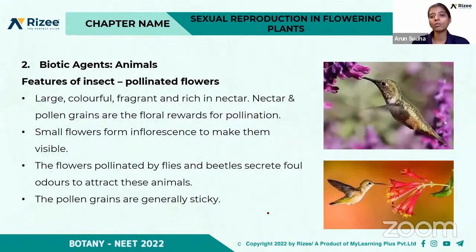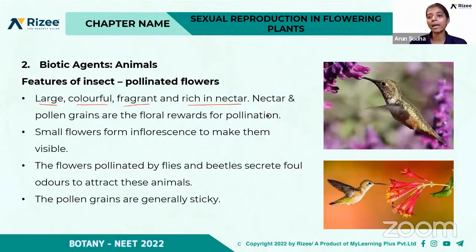So what are the features of the insect pollinated flowers? They are large, colorful, fragrant, and rich in nectar. So all these features are there in insect pollinated plants. Why? If they are large, they can attract the insects, and it should be colorful to attract the insects and other animals even, and fragrant, so it should have a good smell, and rich in nectar, so they can come for their food, right? So all these are the features of an insect pollinated flower.